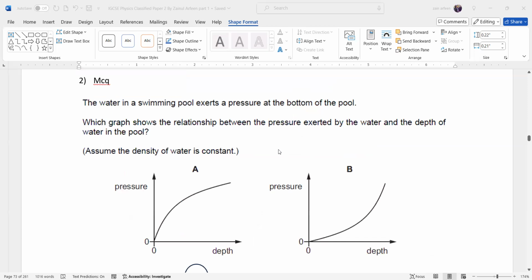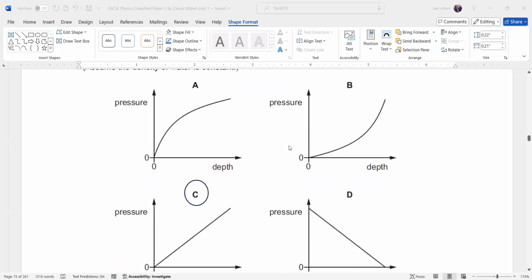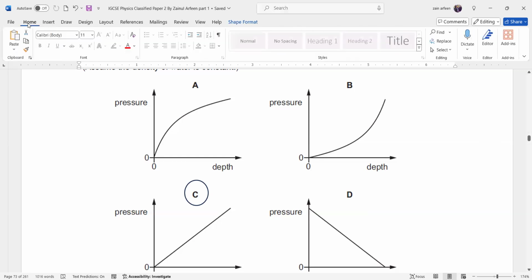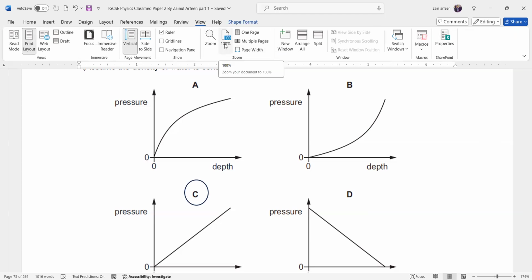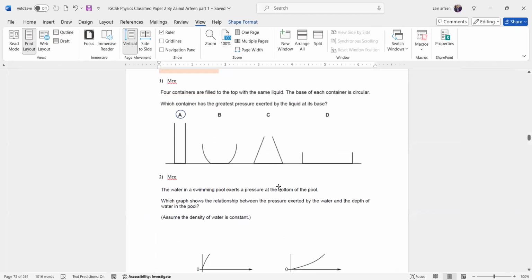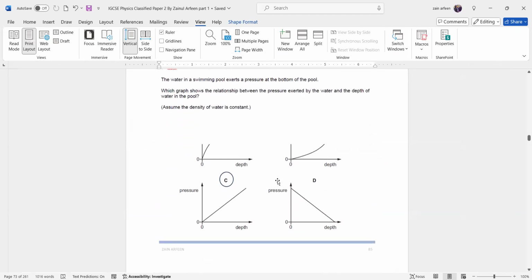In question 2, the water in a swimming pool exerts a pressure at the bottom of the pool. Which graph shows a relation between the pressure exerted by the water and the depth? As we know, if we increase the depth, the pressure will also increase. So the deeper we go inside, the higher the pressure we experience. That's why C is the right answer.